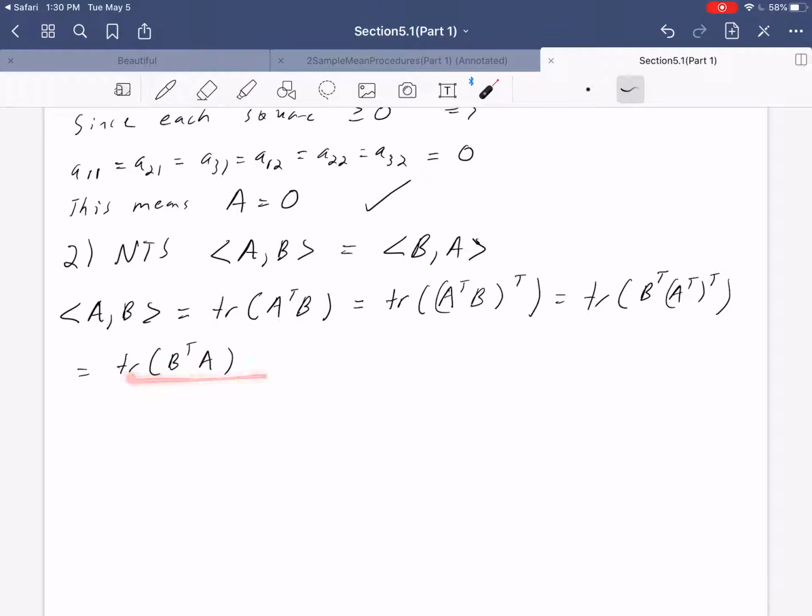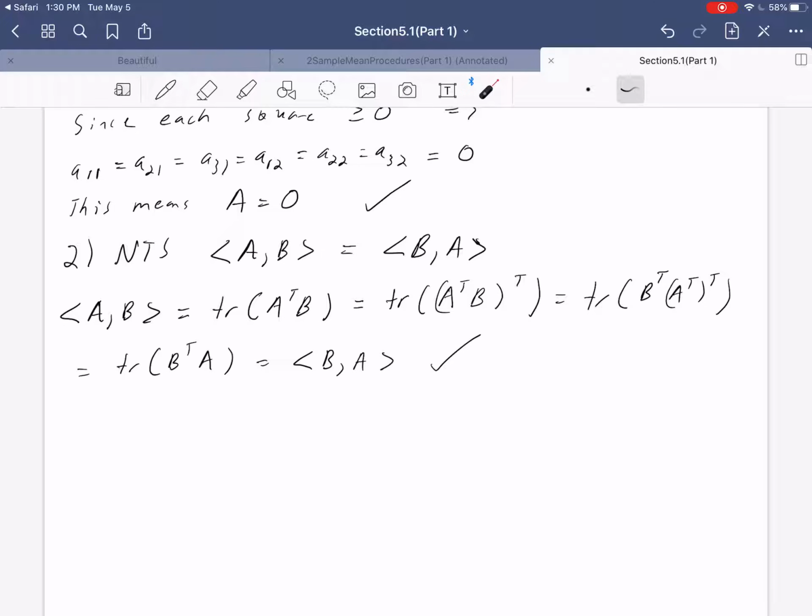But the trace of B transpose A, that's just the definition of the inner product of B and A. Right? You take the transpose of the first one and multiply it by the second and take the trace. That's the inner product we defined. So there we go. We did it. Could you do this using elements?